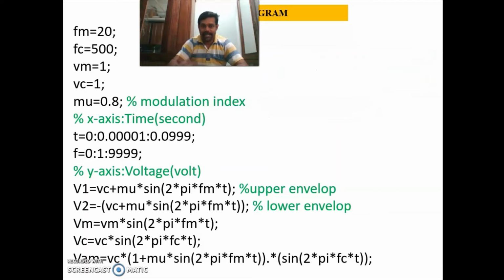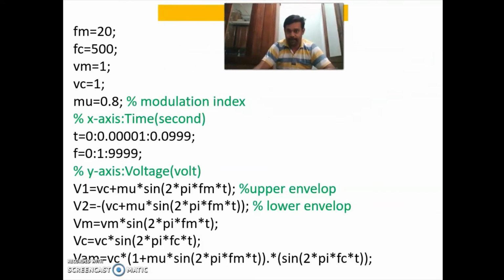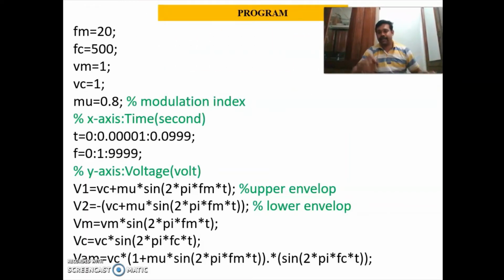I will once again explain this first part of the program. Our aim is to simulate the amplitude modulation and its spectrum. For amplitude modulation you need two signals, a carrier signal and a message signal. The amplitude of the carrier wave is varied according to the message signal. So first we are defining the frequency and amplitude of the carrier signal and message signal.